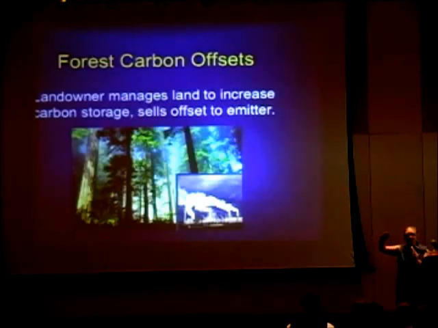So it makes a deal with the person with the forest, and the person with the forest says, okay, I am going to stop cutting down trees in my forest. I'm going to allow the trees to grow. Those trees are going to absorb a bunch of carbon, and that's going to offset the excess carbon that you, the power plant, are emitting.